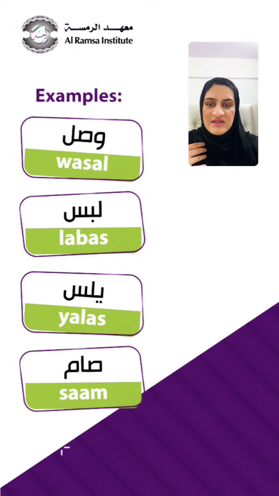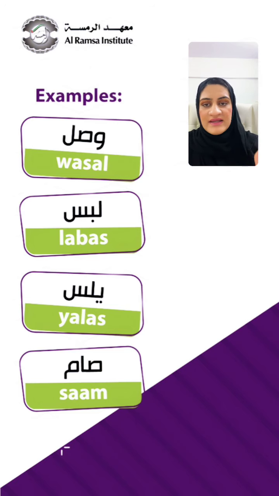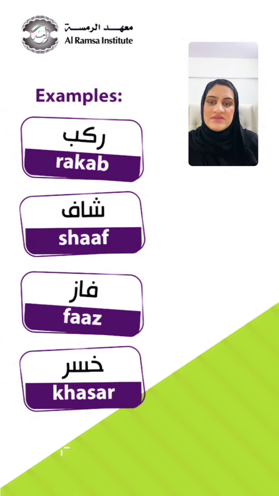Okay, so for صايم, it's like this. صايم. This is in Emirati Arabic. واصل. Exactly. تمام. Let's take more examples and see if you understood the lesson. I have more examples. Now for the verbs ركب, شاف, فاز, خسر.